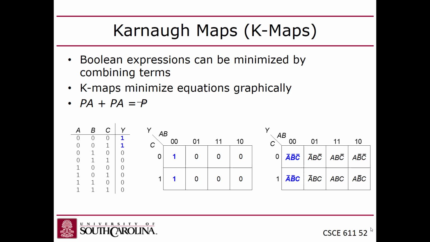The columns are, in this case, A and B. The rows are C. The 4 columns represent the 4 possibilities for A and B's values. Likewise, the 2 rows represent the 2 possible values of C. And for A and B, because there are two variables here, you use Gray coding, where you only change one bit as you go from column to column. So 0 0, 0 1, 1 1, 1 0.